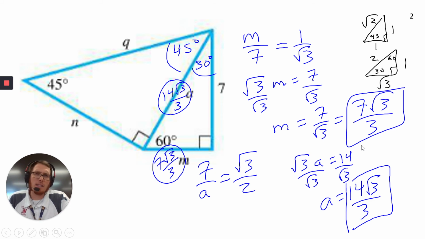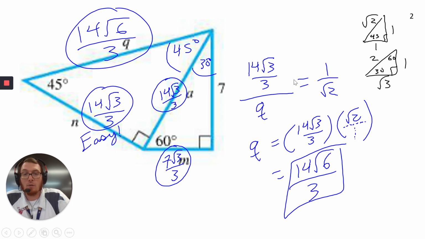I know it's kind of annoying sometimes to plug those things into your Math Excel homework. Just make sure you're working on that, taking time in order to find that answer. A is found. You could use either the 7 or the 7 root 3 over 3. I'm going to try to use the whole numbers as much as possible. So notice I use 7 again.